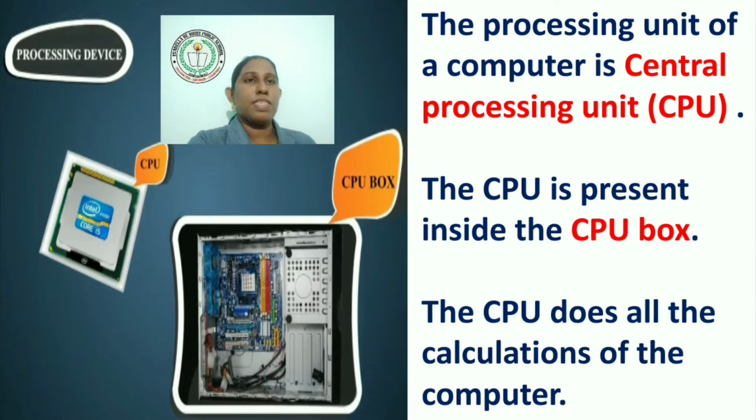First one, processing device. The processing unit of a computer is the central processing unit. Which one is the processing unit of the computer? CPU. What does CPU stand for? Central processing unit. Then where is the CPU present? CPU is present inside the CPU box. All of you look at the picture. This is the CPU box and this one is the CPU.